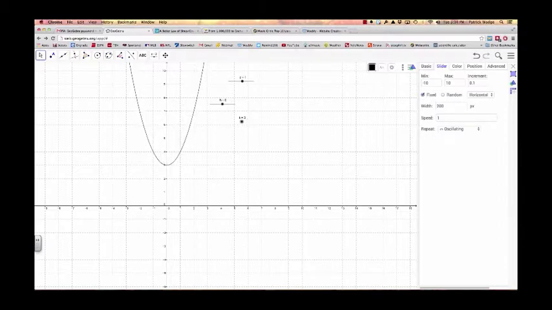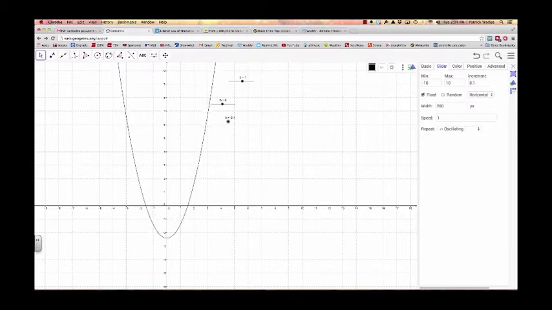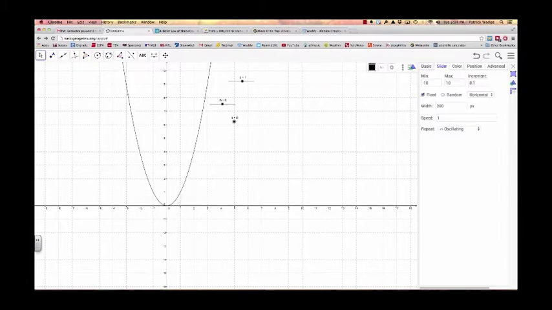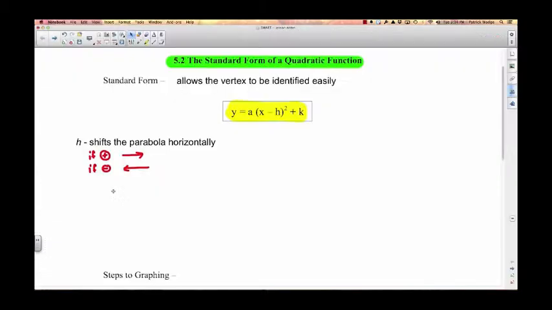So let's go back down to the mother function when k equals 0, and you know what's going to happen. When I move k to the negative, the parabola moves downwards. Let's go down to -3, and you can see that k equals -3, and that means the vertex is now at 0, -3. So what the k value does is it moves the parabola up and down. It moves it vertically. Let's write that down. There, k shifts the parabola vertically. Again, if k is positive, it moves the parabola up, and if k is negative, it moves the parabola down.